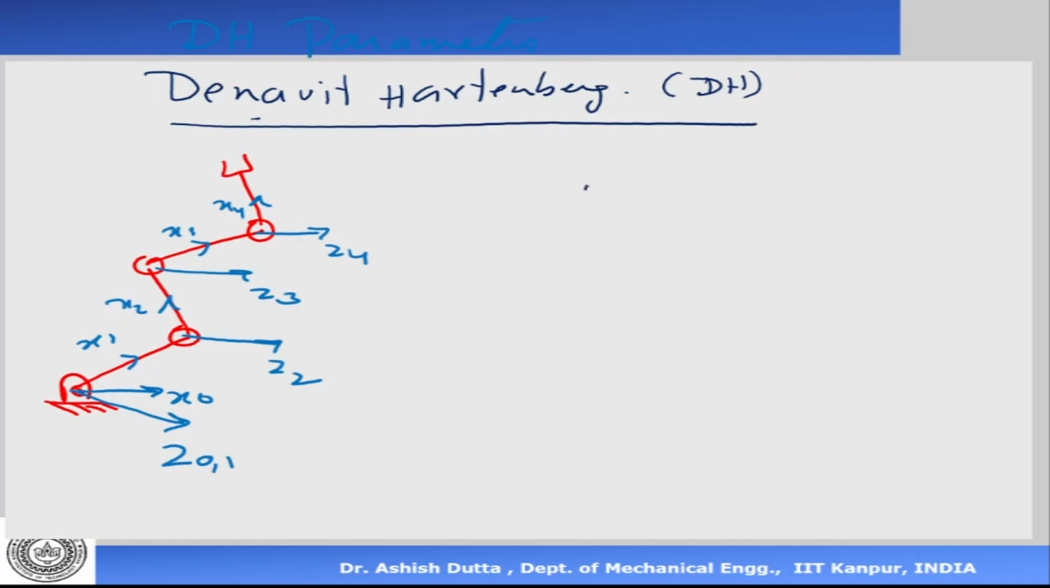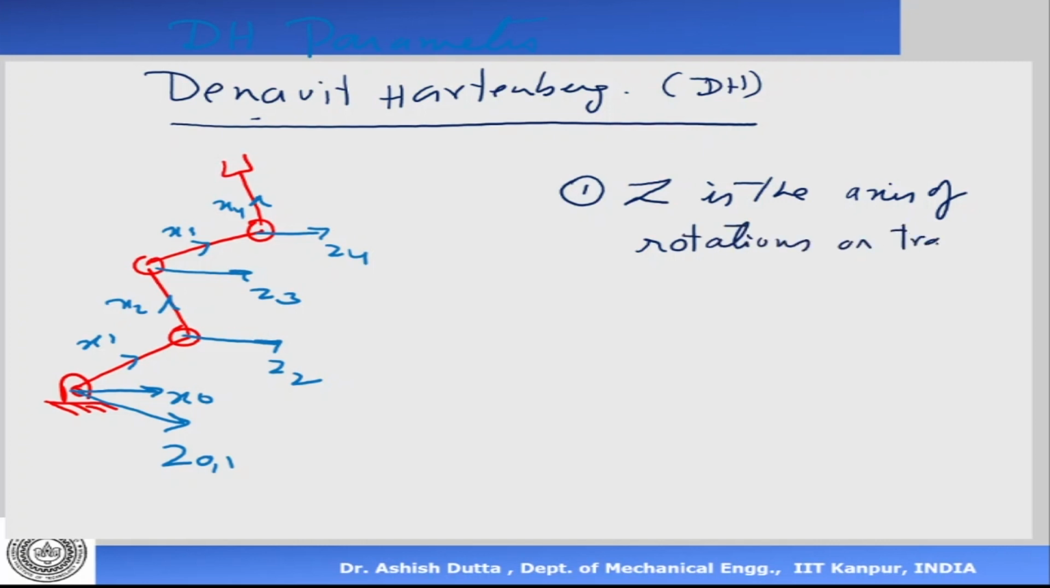Now the first thing, number one, is the z-axis. The z-axis is the axis of rotation or translation. If it's a rotation axis, it means it's a revolute joint, then it's a rotating axis. If it's a translating joint, a prismatic joint, then it's a translating axis. Now the z-axis is the axis of rotation or translation.